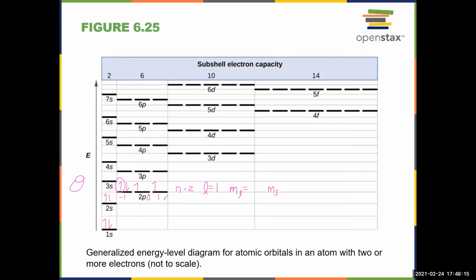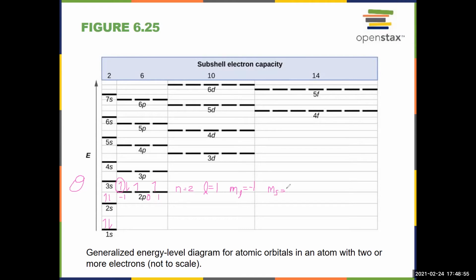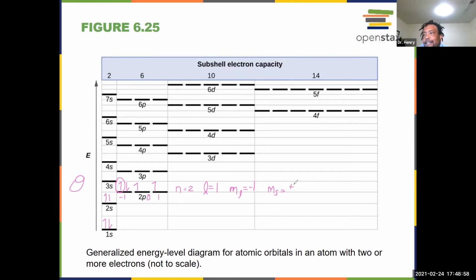What about ML? Is it just positive L because it's upward facing? It's upward facing, but remember, ML can go from minus L to L. So it could either be minus 1, 0, or 1, which represents each of the orbitals. So which one is it in? Oh, so it'd be negative 1? That's right, negative 1. Okay, and then our MS? That's right, it would be a positive 1/2, because it's facing in the positive direction and each of the spins are half. So that would be the quantum numbers for that particular electron.